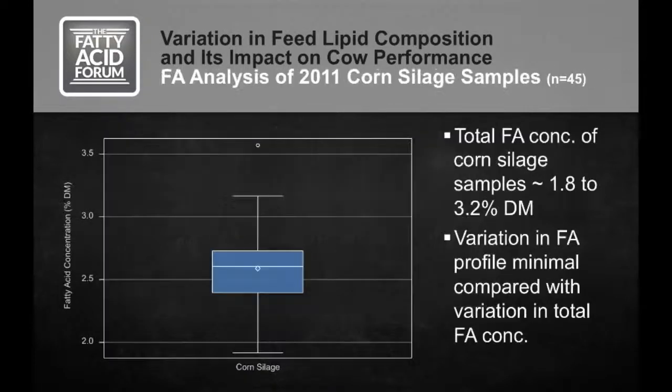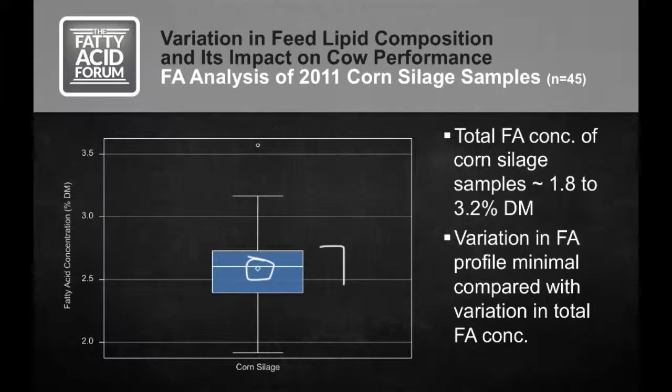We started to look at this last year, and in this example I'm showing 45 corn silage samples from the 2011 corn harvest that we received early last year, that we measured for total fatty acid concentration, shown on the y-axis here as percent dry matter. And here I'm simply showing a frequency distribution plot to show the range in total fatty acid concentration of corn silage samples. The diamond here in the middle shows the mean or average fatty acid concentration, which was about 2.6% in this data set that we had.